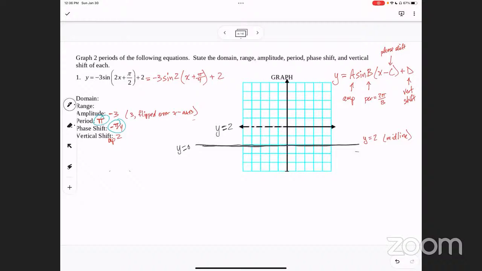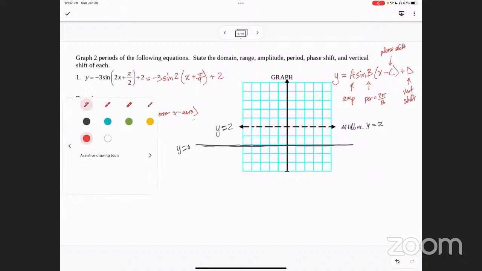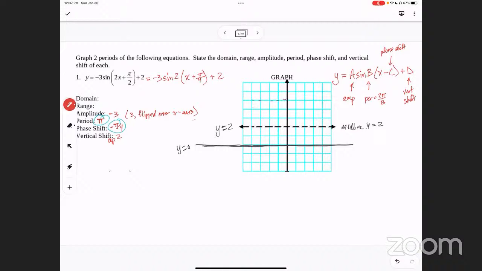I know I'm pulling out all the stops today. You following what I'm doing? So there's my midline of Y equals 2. There's my midline. And now I'm going to use the top and bottom. I'm going to go up 3 from there. And I'm going to go down 3 from there.